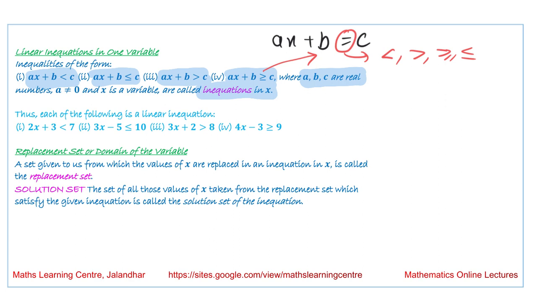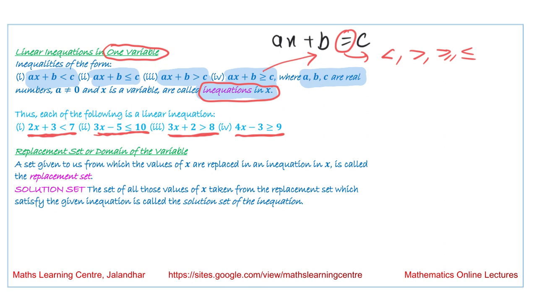Next, some examples are given over here. 2x + 3 < 7, 3x - 5 ≤ 10, 3x + 2 > 8, and 4x - 3 ≥ 9. So these are all linear inequalities in one variable. One variable means the variable over here is x.